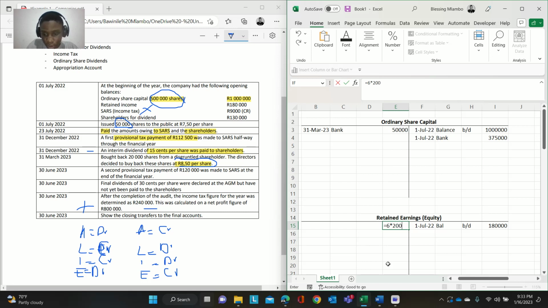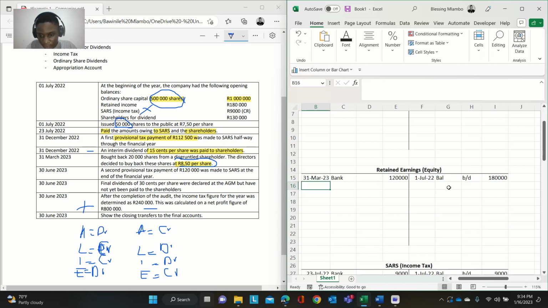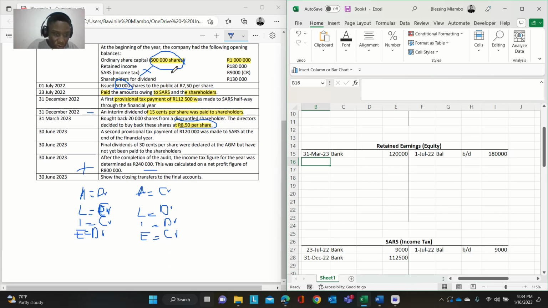So retained earnings is going to decrease by the 6 rand, the difference between 8 rand 50 and the average price per share of 2 rand 50 on the buyback date. So that 6 rand is going to be multiplied by 20,000 to get the amount at which we're going to decrease the retained earnings. And this goes through bank because it's part of the amount we paid. Perfect. Hope you understand that.